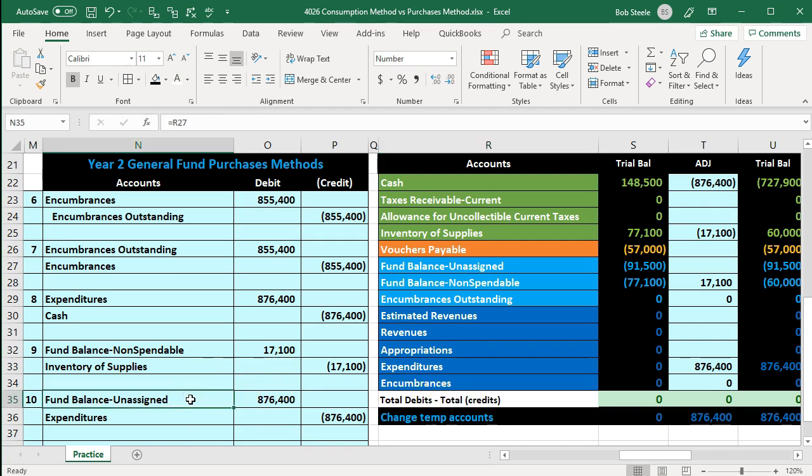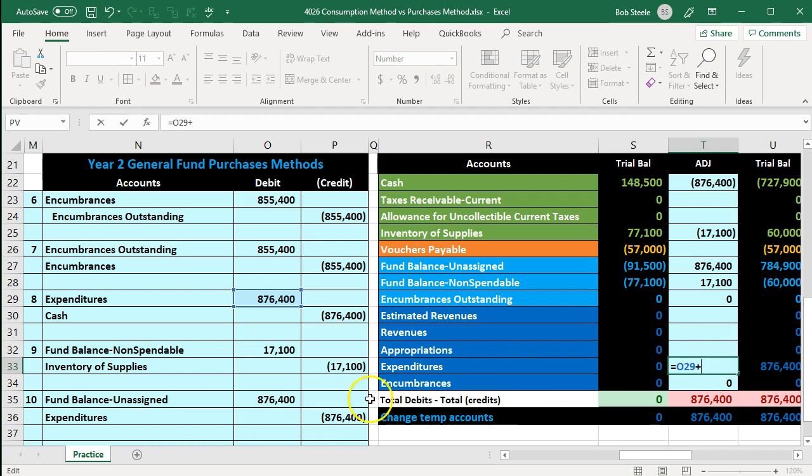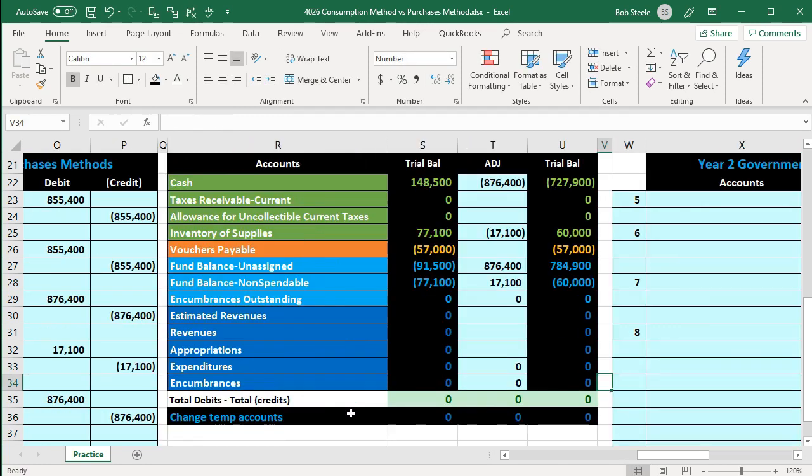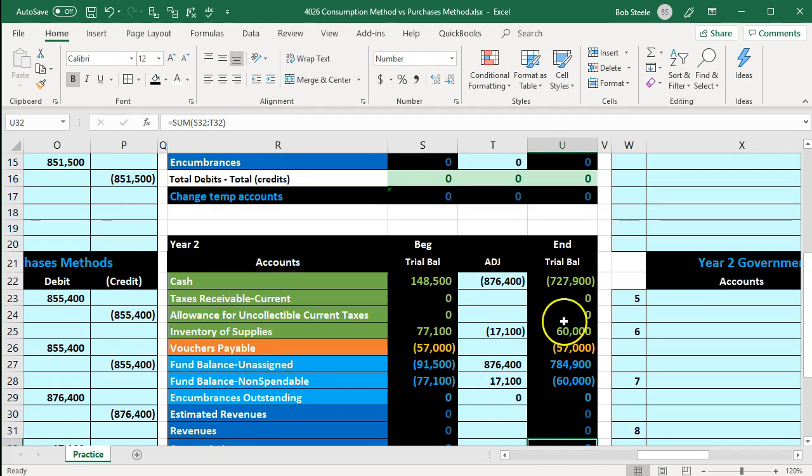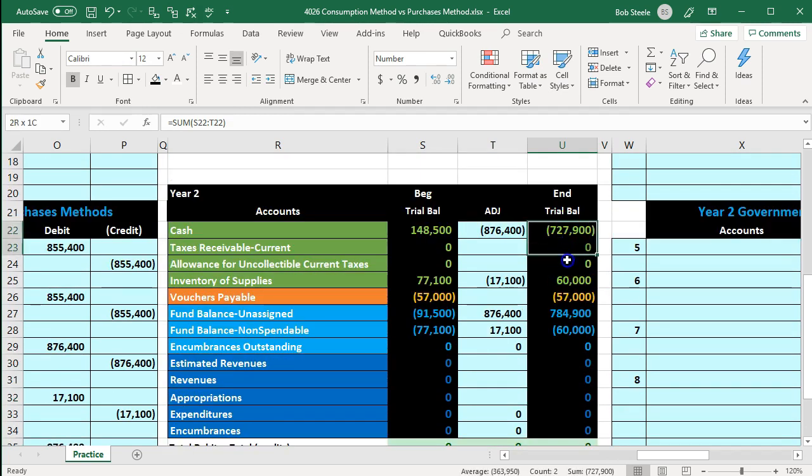So we have the fund balance unassigned up top in T27 equals the debit. And then we're going to credit the expenditures. So expenditures here, there's something in it. Going to double click on it, go to the end of it and say plus, point to the credit, bringing it down to 0. So we end up in the same spot here where we have the assets minus the liabilities are 724,900. That equals the equity, 724,900, or the equivalent of equity, the net assets minus liabilities.